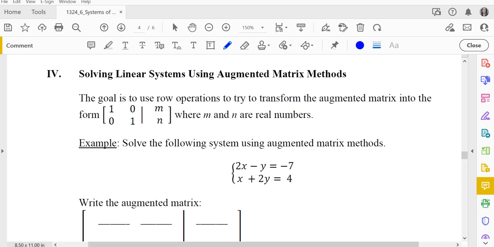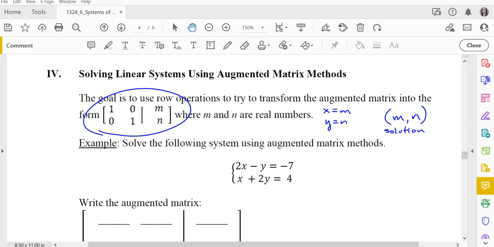Our next section in the notes, solving linear systems using augmented matrix methods. The goal is to use row operations to try to transform the augmented matrix into the following form, where m and n are real numbers. We saw this on the bottom of another page previously. This would mean that 1x equals m, and then 1y equals n. So the solution would be the ordered pair m, n. This would be the solution to that system, right?